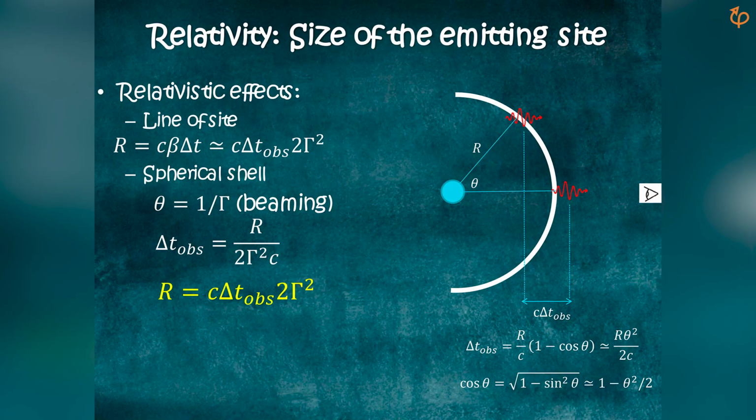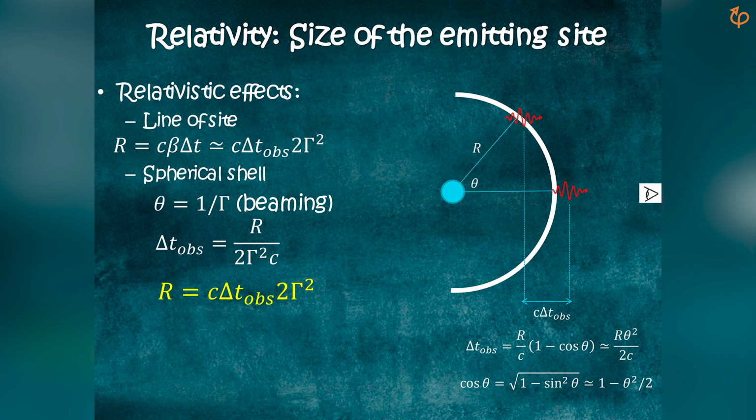I can do another exercise and look at spherical shells. Assume that we have a spherical shell that is expanding, and I have two photons that are emitted from that shell, similar to the exercise that we did before with the ball. But before, the ball was standing, it was not moving. And because it was not moving, I could see emission coming from regions that are at 90 degrees away. But if this shell is expanding, I am limited.